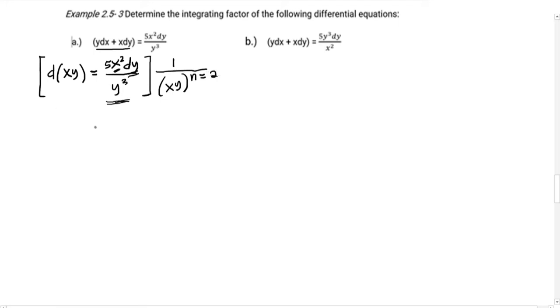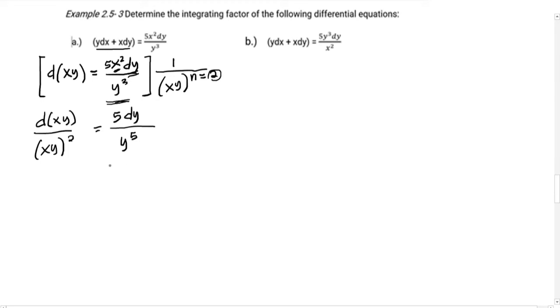So let's do the multiplication. We have here the differential of xy over xy raised to 2. On the right side, we have 5. Then x squared is already cancelled. And then we have now dy. Then y cubed times y squared is y raised to the 5th power. And now, you can already integrate our equation.